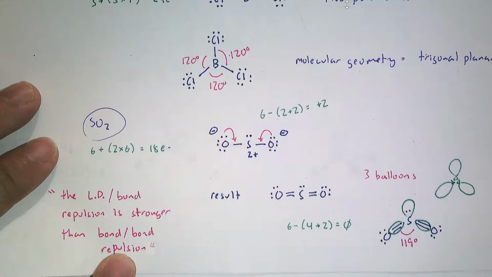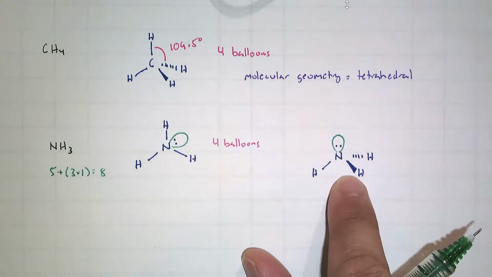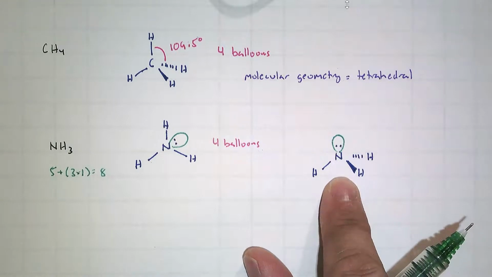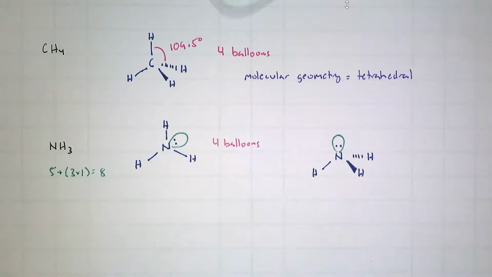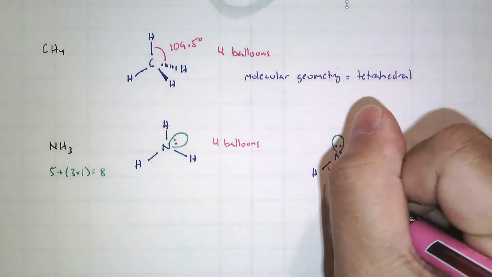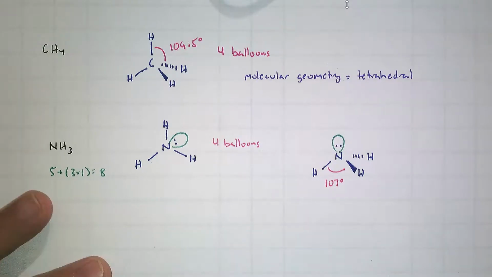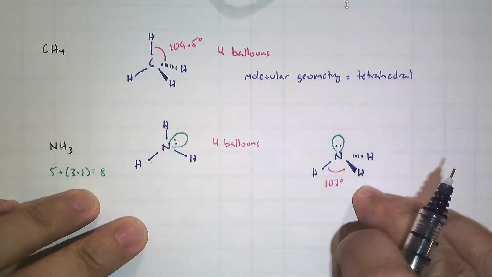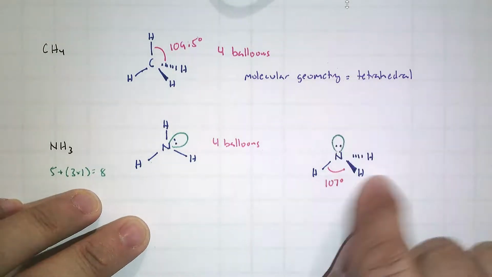Because lone pair-bond repulsion is stronger than bond-bond repulsion, that lone pair is going to push these hydrogens a little bit closer to each other than what's ideal. And that bond angle is now not 109.5, but a smaller 107 degrees. So this is where it gets a little bit tricky. The molecular geometry of this is not tetrahedral, because the molecular geometry only looks at the atoms.